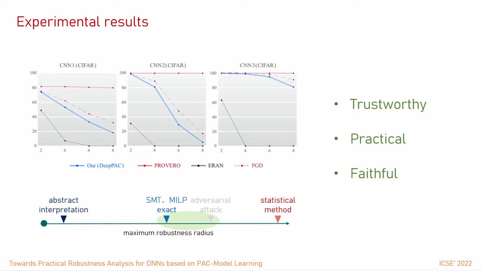The results of DPAC fall safely into the range bounded by Iran and PGD. So, compared to PGD, DPAC is more trustworthy with a probabilistic guarantee. Compared to Iran, DPAC is a more practical tool that can give meaningful results on a larger radius. Compared to Provero, the estimation given by DPAC is more faithful.